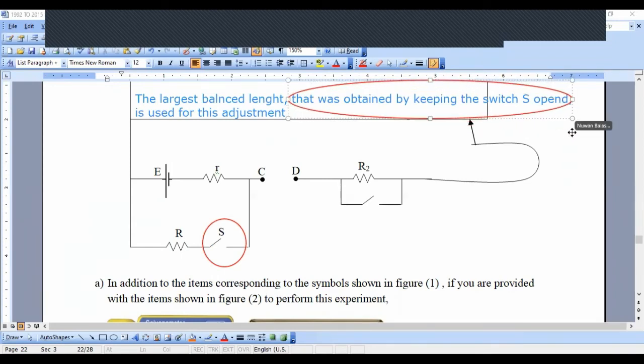So please don't make that kind of mistake. Clear? Do not forget to give complete answers. So what's the complete answer? The largest balance length that was obtained by keeping the switch S open is used for this adjustment. Okay, dear? Is it clear, or may I go to the next question? Is it clear for all? Yes, sir. So let's go to the next question.